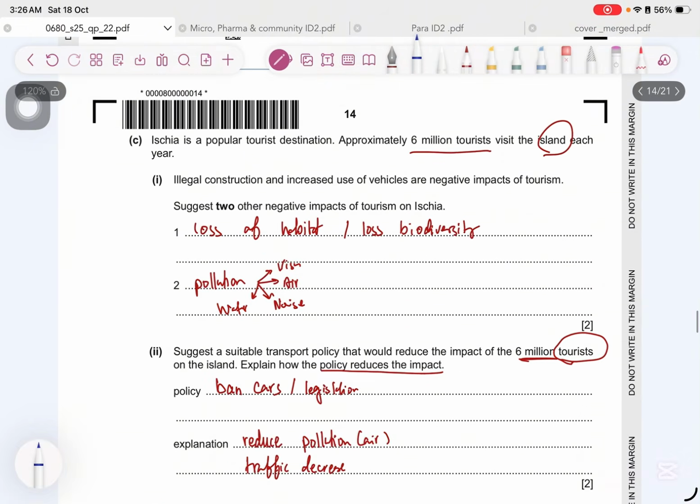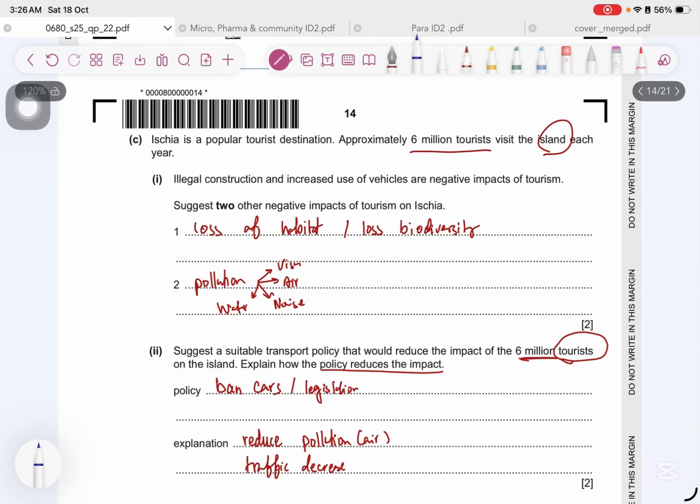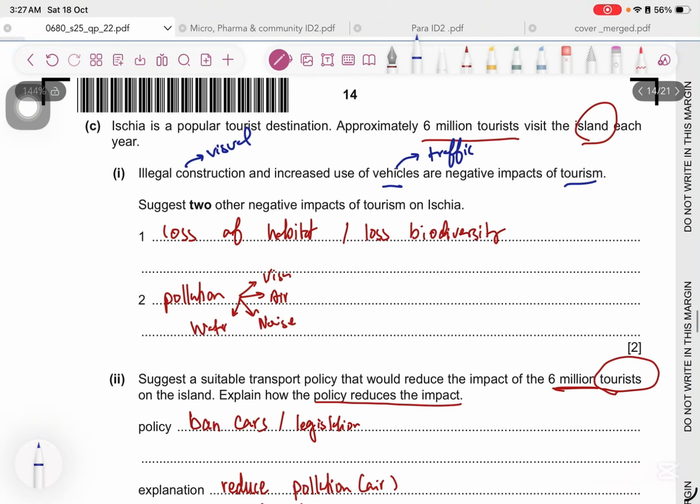Ischia is a popular tourist destination. Approximately 6 million tourists visit the island each year. Illegal construction and increased use of vehicles are negative impacts of tourism. This might be because of the visual pollution, okay? Or they might be taking extra space. And the vehicles, because of traffic. No tourist wants to go and spend their entire days in traffic. Okay, and might be because of the pollution there, because they release smoke, so it can be just air pollution.